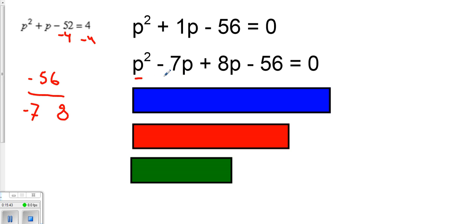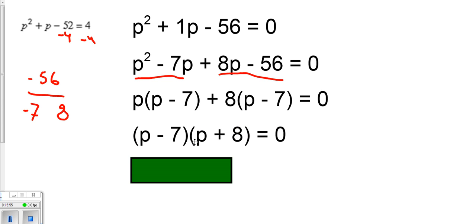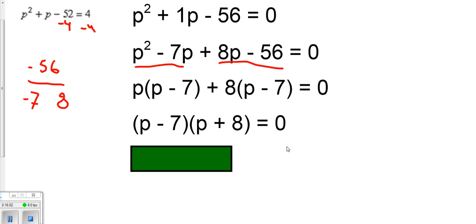Now we can go back and factor by grouping this group and this group. What can we take out of the first group? The p value, and it leaves p minus 7. Out of the second group, we can take out 8, and it leaves p minus 7. So p minus 7 now multiplied by p plus 8, right here, equals 0.